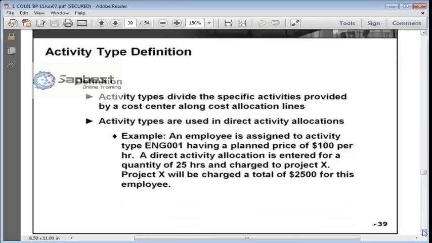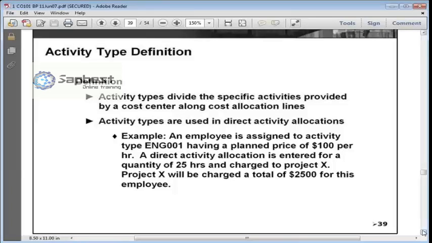Activity types define the specific activities provided by the cost center. For example, salaries could be one of the activities, in terms of how many hours. There's another type, overtime. Another activity could be how many hours it takes to fix a particular machine. So they're all activity types.